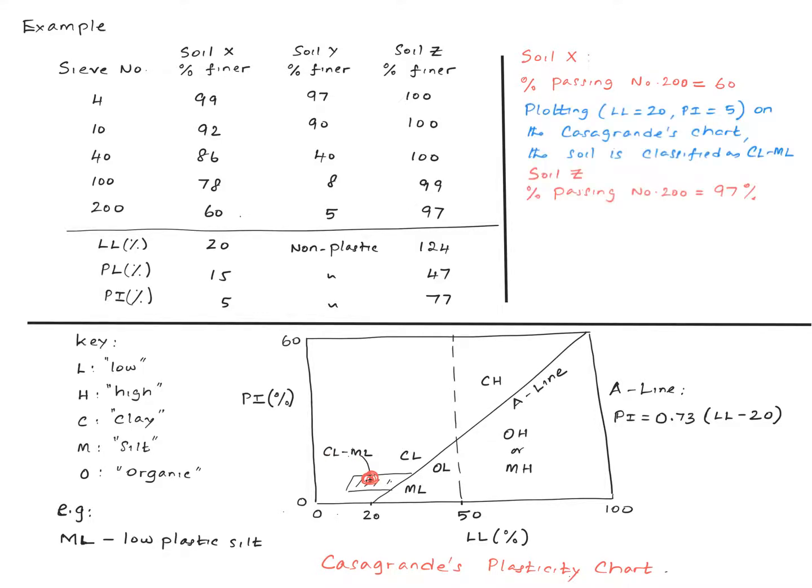Now let's do soil Z. The percent passing number 200 is 97%. And therefore this is another fine-grained soil. So in the chart, the liquid limit goes only up to 100, whereas we have 124. So we just have to use the equation of the A line to locate this point. So the point actually plots above the A line, and therefore the label for this soil is CH. That's it. That's how you classify these three soils.